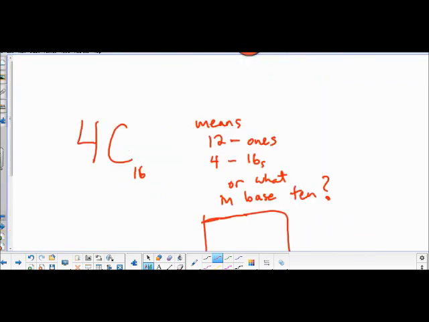Alright, see if you can come up with what this means. 4C. Again, if we think about what the places mean, this is the ones place, and this is the 16th place. I really encourage you, until you have a good handle on all of these, to list out what the places are when you're dealing with these.